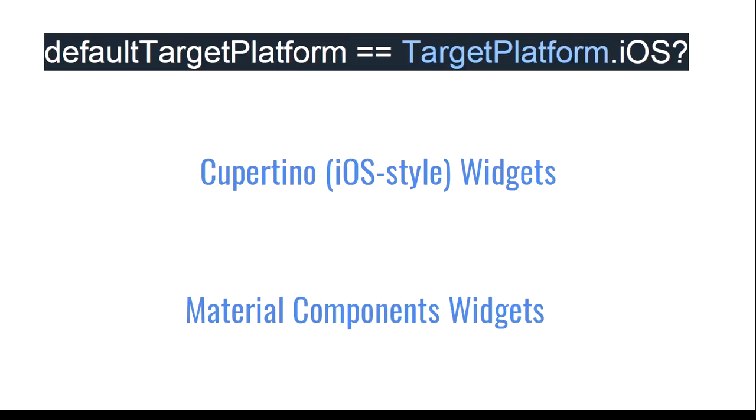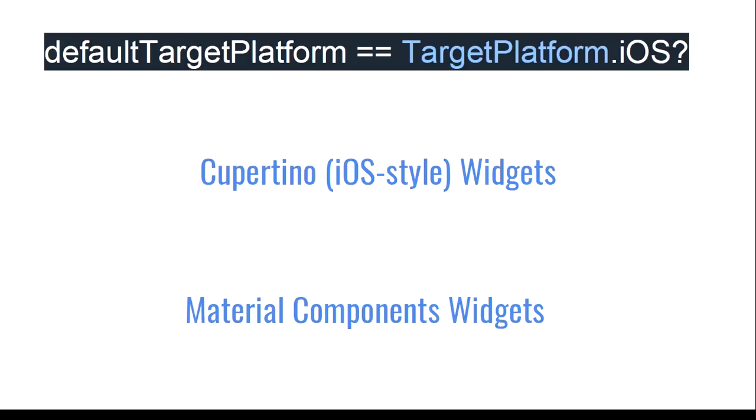There is a global variable called default target platform, and at any time it will have a value which can be targetPlatform.iOS or targetPlatform.android, and you just have to check when you are creating your widget. If it is iOS, you just create the iOS style version. If it is Android, you create the material component widget style. So this is the way you handle it.